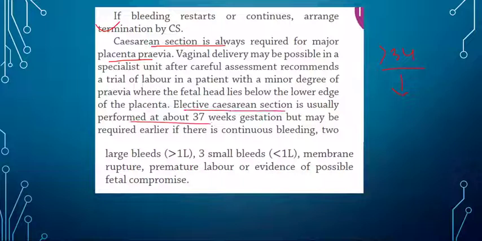Elective cesarean section is usually performed at 37 weeks gestation. If you see that the patient is not bleeding anymore, or there is very minimal spotting, no fetal distress, no maternal distress, then you will just continue the pregnancy until 37 weeks, and then you go for elective cesarean section.